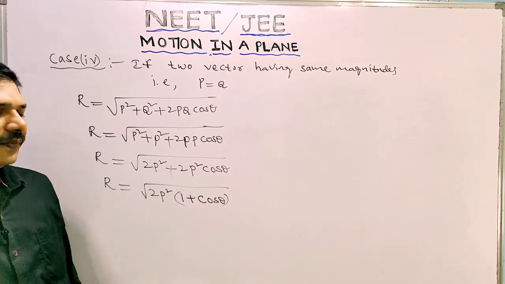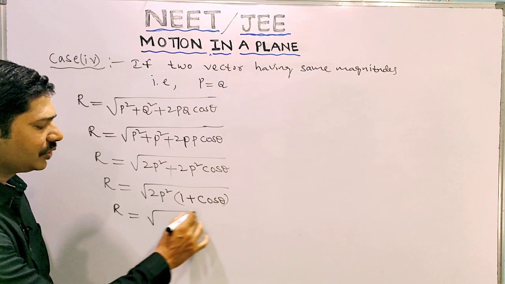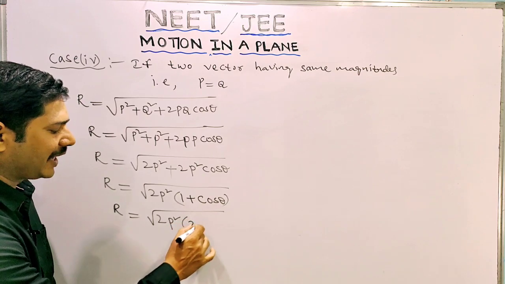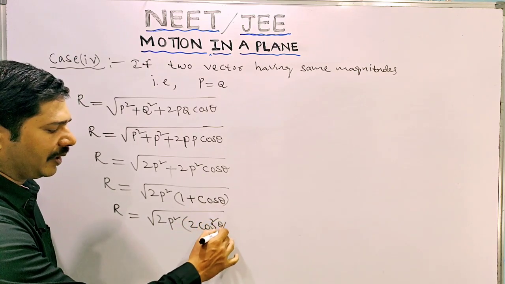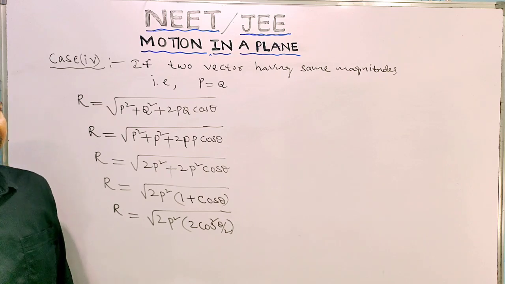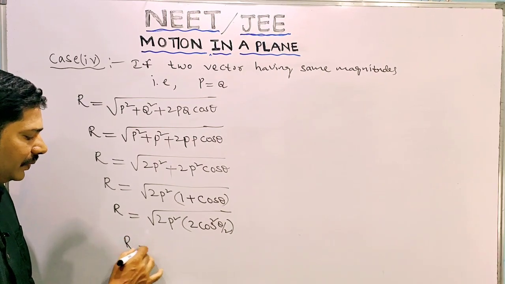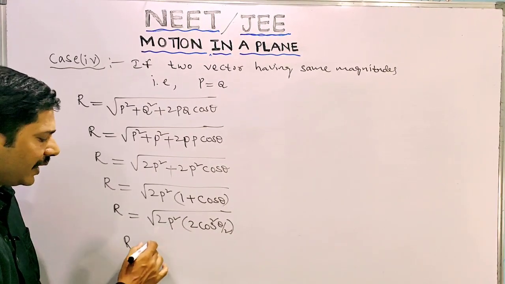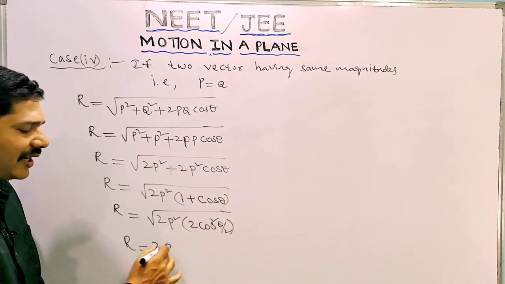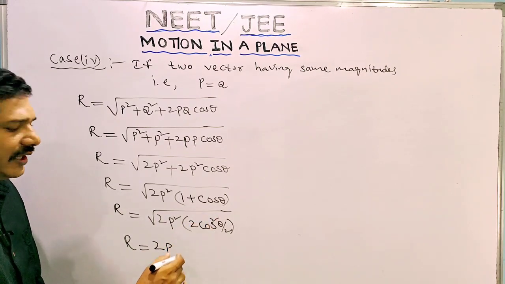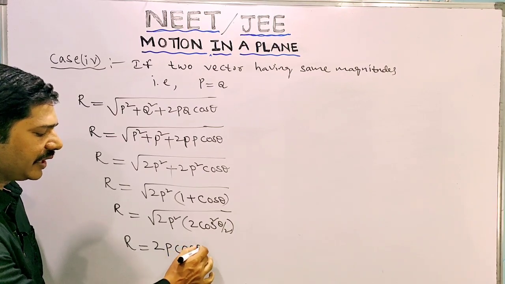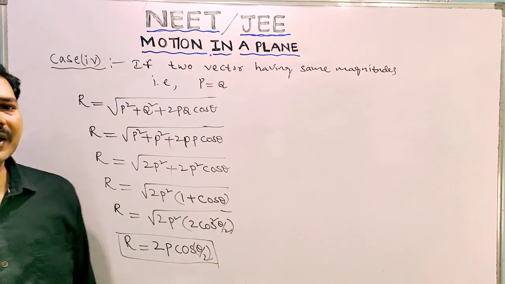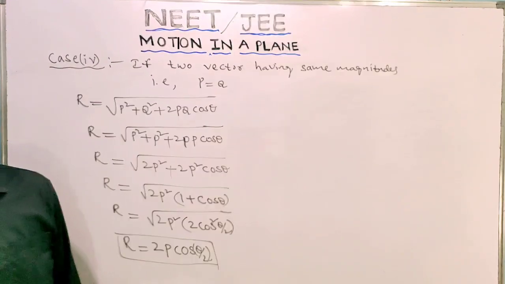R equals under root 2P square (1 plus cos theta). We know that 1 plus cos theta formula is 2 cos square theta by 2. Now R equals under root 2 into 2, so this is 4. Root 4 is 2. The root of P square is P outside, and the root of cos square theta by 2 is cos theta by 2 outside. So therefore the formula is R equals 2P cos theta by 2.